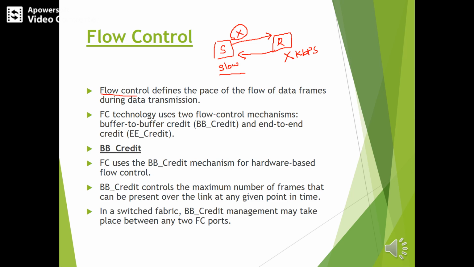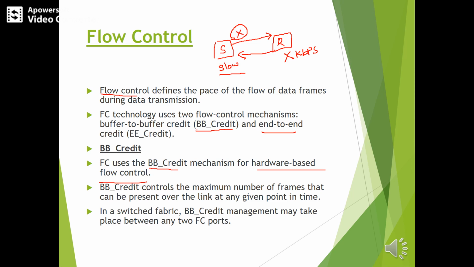In the case of FC technology, two flow control mechanisms are used. The first mechanism is BB credit, buffer to buffer credit, and the other one is end to end credit, called EE credit. We'll take one by one how the flow control concept is implemented in FC technology. FC uses the BB credit mechanism for hardware based flow control.